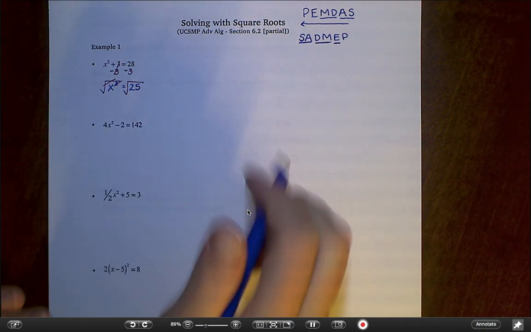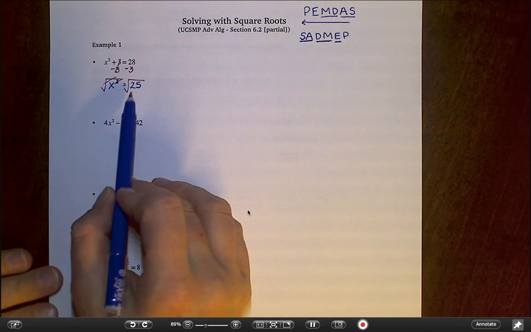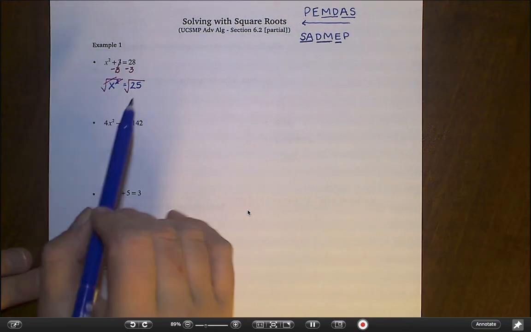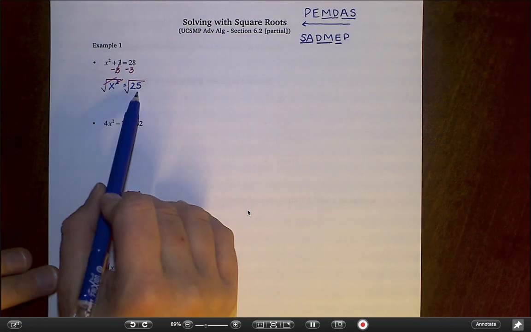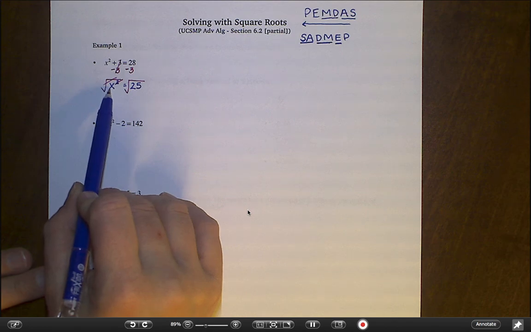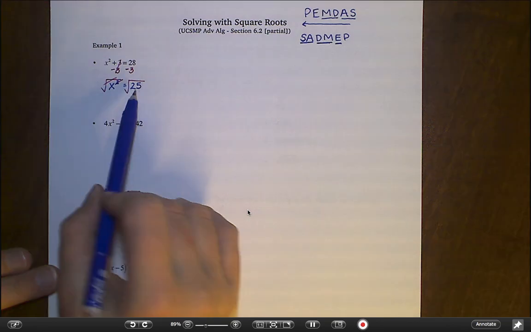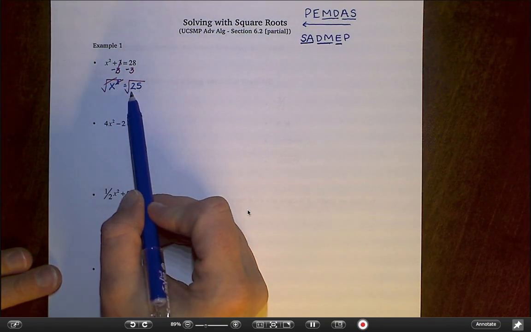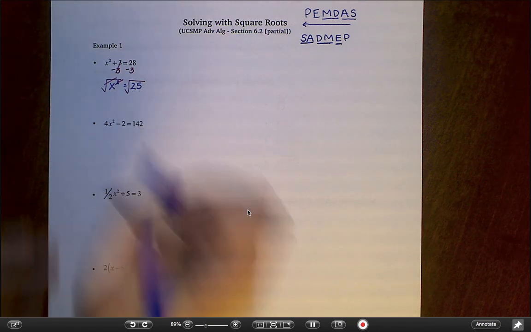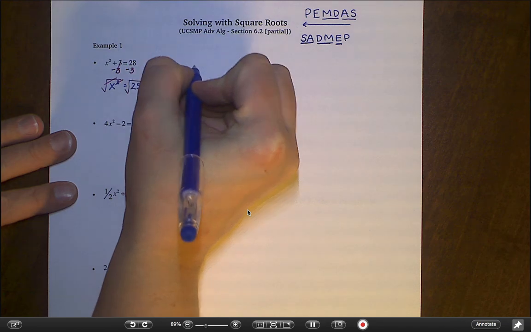Here's the piece that might be a little bit different for you. When you take the square root of a number, technically there could be two answers. When I say that x squared equals 25, I'm asking myself, what number could I square to get 25? And for most of you, probably your answer is going to be 5. In fact, if you were to type this into a calculator, your calculator would tell you that the answer is 5. And that is true. So one possibility is x equals 5.